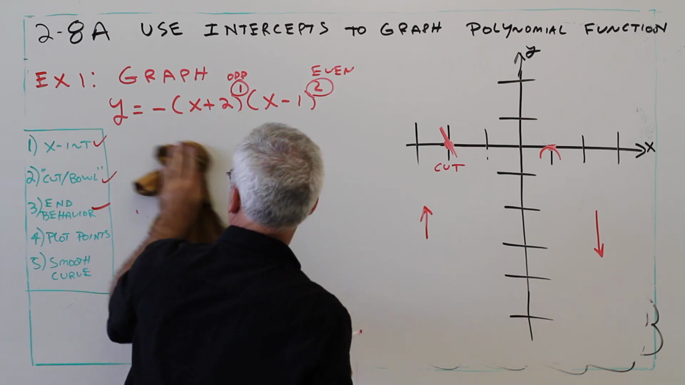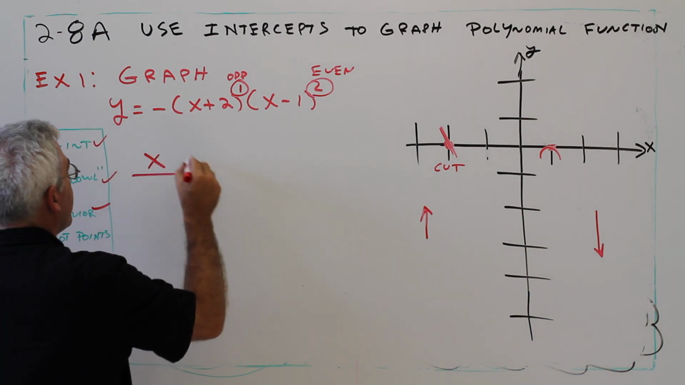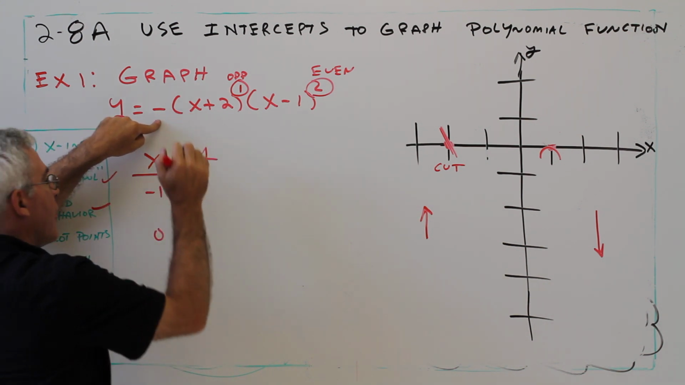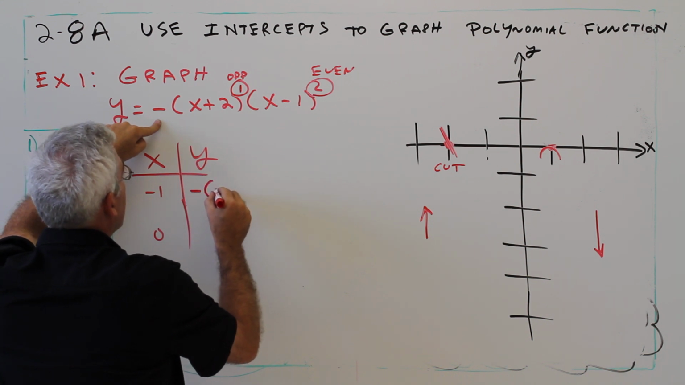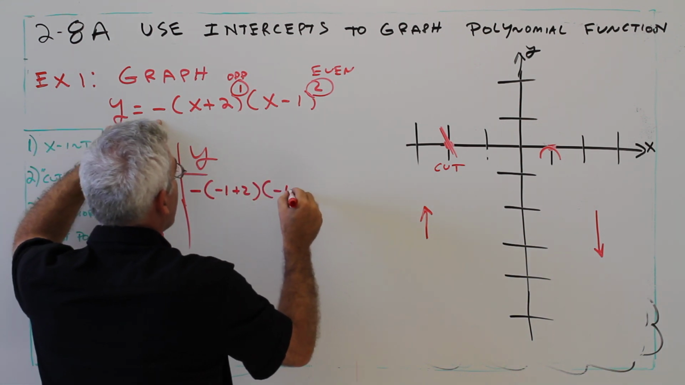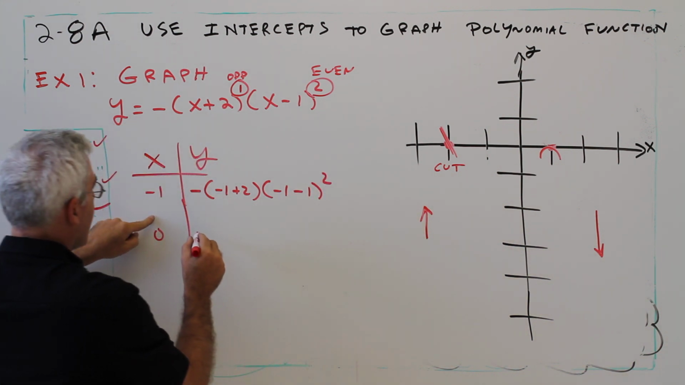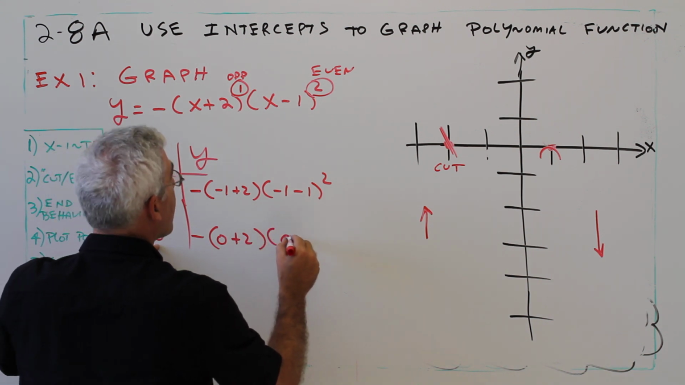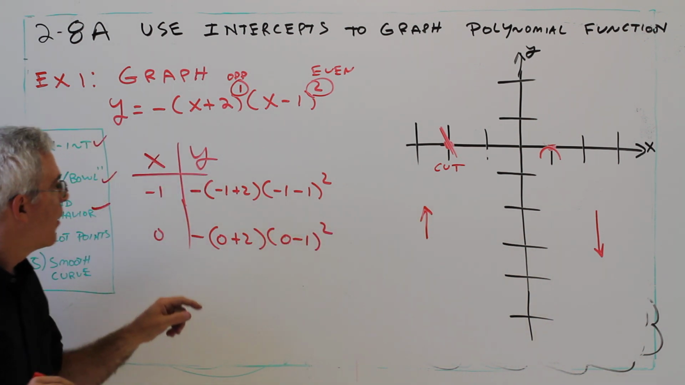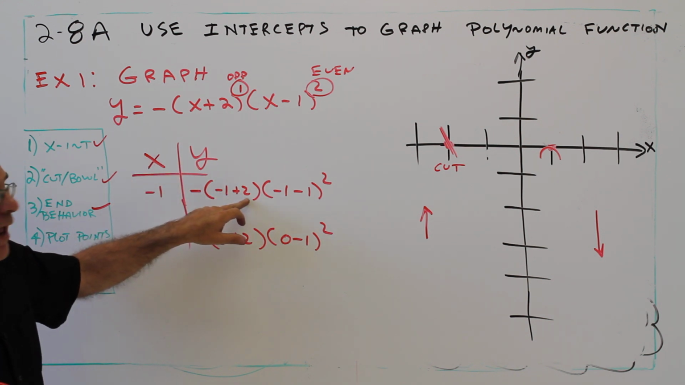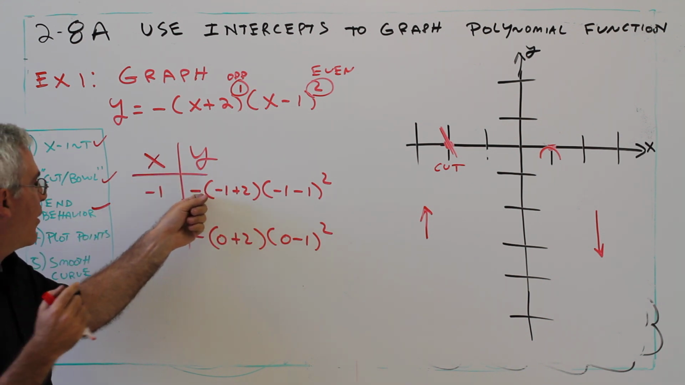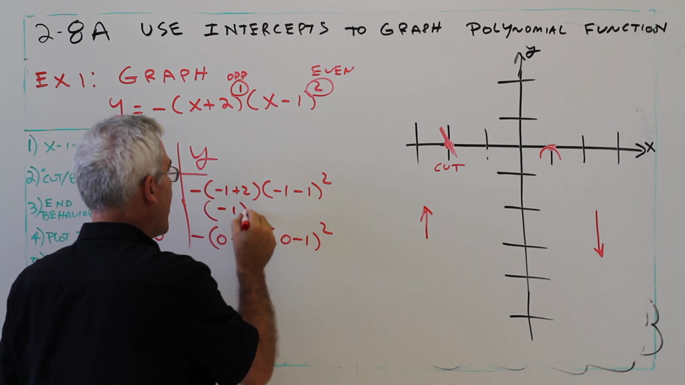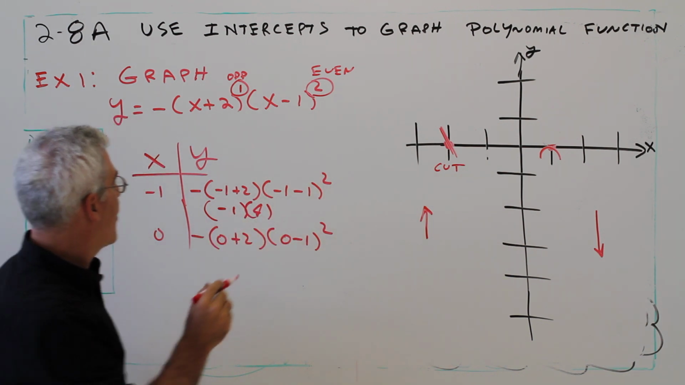So I'll just make a quick table here. All right, so I'm just plugging -1 into the original function. So the opposite of -1 plus 2 times -1 minus 1 squared. I'll really do it quickly here. 0 plus 2 times 0 minus 1 squared. All right, -1 add 2 is 1. The opposite, -1. -1 minus 1 is -2. -2 squared is 4. So that's going to be a -4.